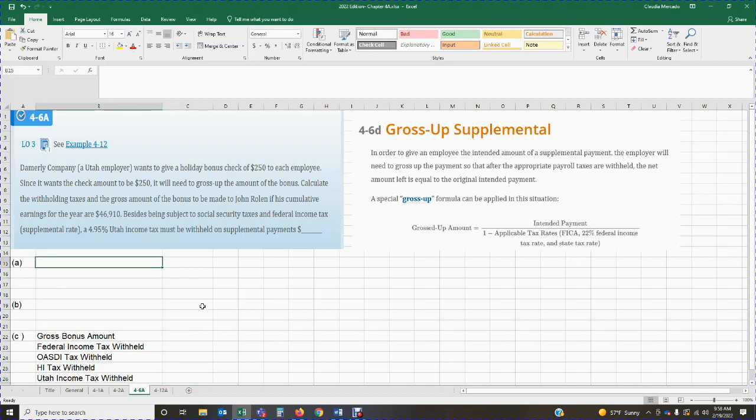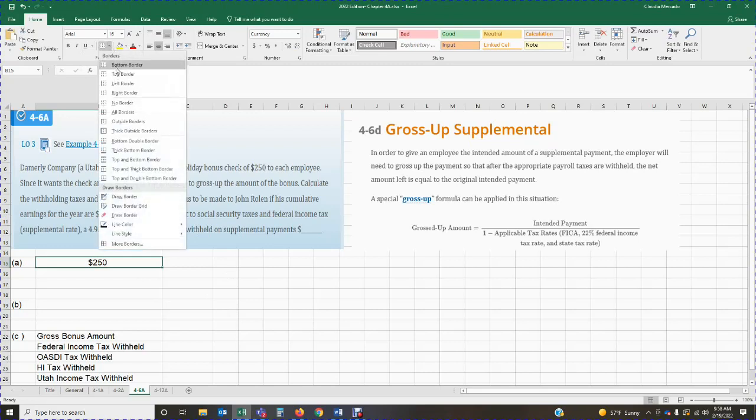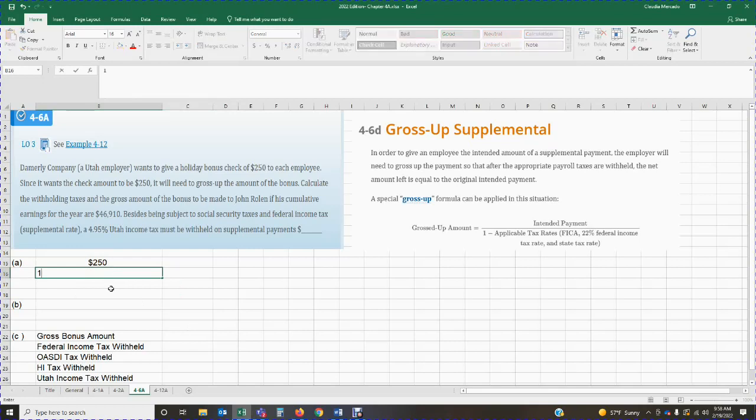Let's go ahead and do the calculations. The first thing we're going to do is the intended payment. The intended payment is $250, and we're going to divide that. Let me put a bottom border underline. We're going to divide by 1 minus the applicable tax rates. The first one we have is 0.22. This is the supplemental federal rate. When we are giving bonuses, we are paying at a standard rate of 22% tax.